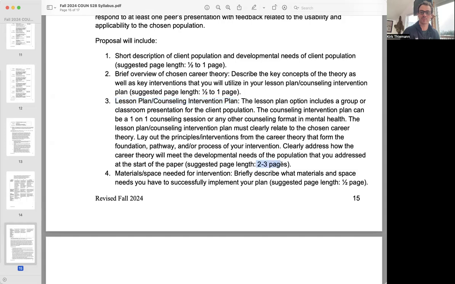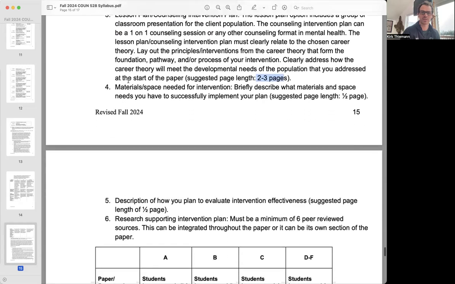And this is, once again, the 2 to 3 pages. And this one's just kind of the materials or the space you might need. That could be like if you're using assessments, those would be some of the materials. If you're doing a group format, how would you need the space arranged to make sense for it?